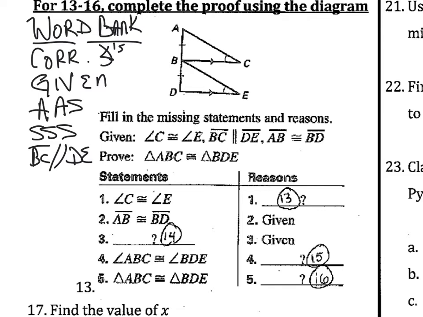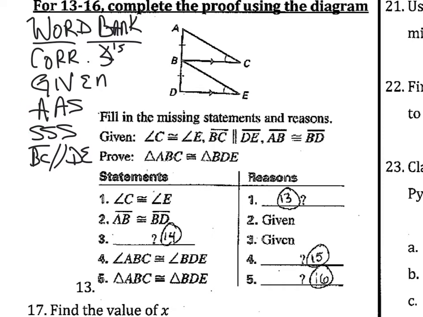Okay guys, here in number 13 through 16, you have to fill in the blanks for the proof. Of course, you'd put your answers on the answer sheet, but there's 13, 14, 15, and 16. Number 13, and I gave you a word bank up here: corresponding angles, given, angle, angle, side, side, side, side, and BC is parallel to DE. Now I gave you an extra one of these, so you have to figure out which one goes where.